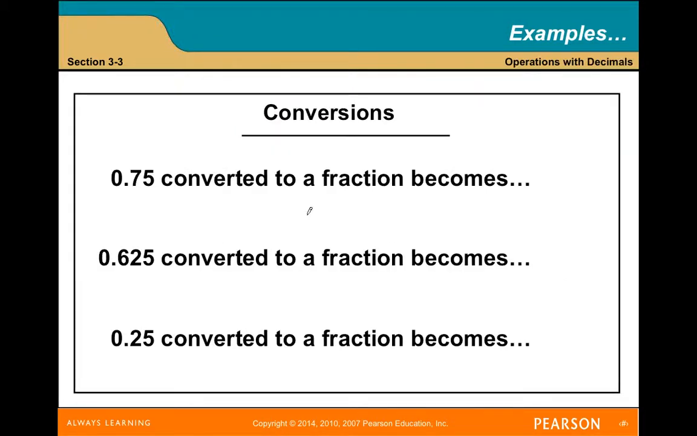Okay, so here we have a couple more conversions. 0.75 becomes 3 over 4. And then you can also check it, because if you divide it, the calculator should always give you the decimal when you treat this as a division. 0.625 converted to a fraction becomes 5 over 8. 0.25 converted as a fraction becomes 1 over 4.